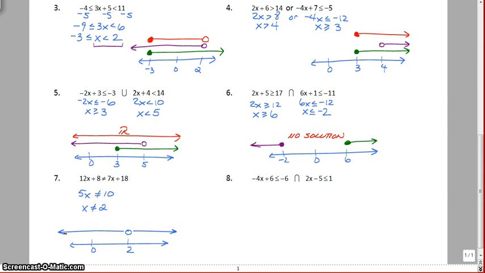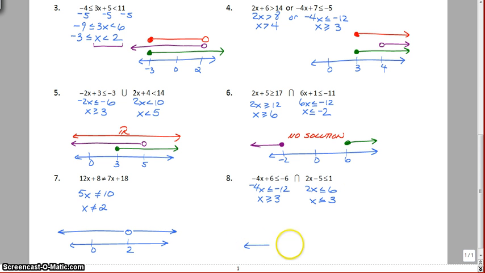Finally, your last example is number 8, which is an intersection, an AND statement. So we're going to end up with a negative 4x is less than or equal to a negative 12. So x is greater than or equal to 3. This guy, 2x, is less than or equal to 6. So x is less than or equal to 3.